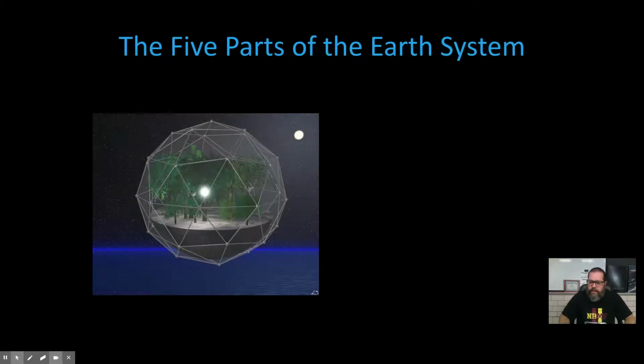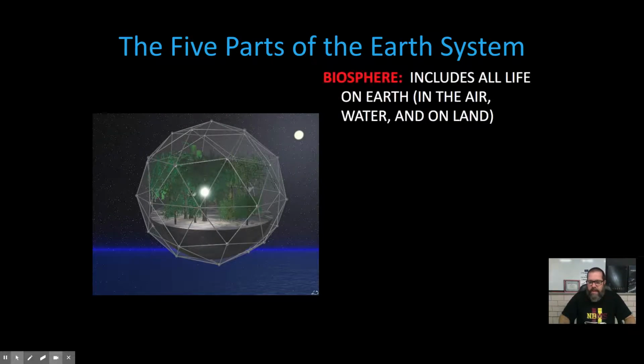The third Earth system that we're going to talk about is the biosphere. Bio is a Greek prefix meaning life. All right. So this includes all the life on the planet, whether it be in the air, in the water, or on land. So, how do we study the biosphere?